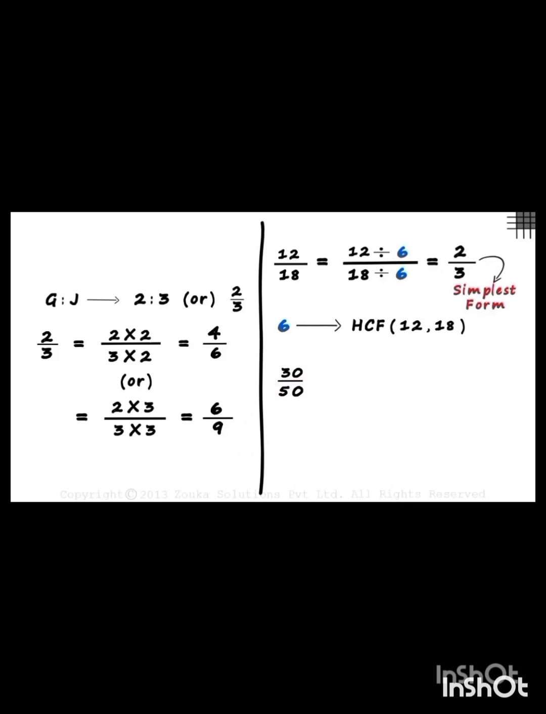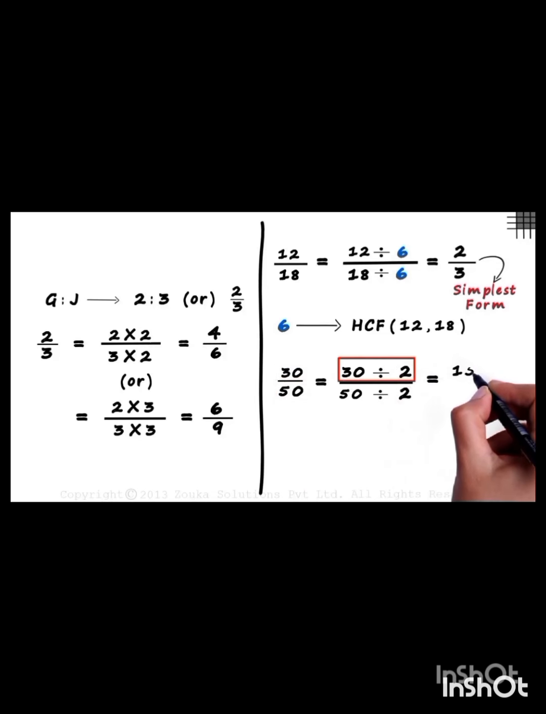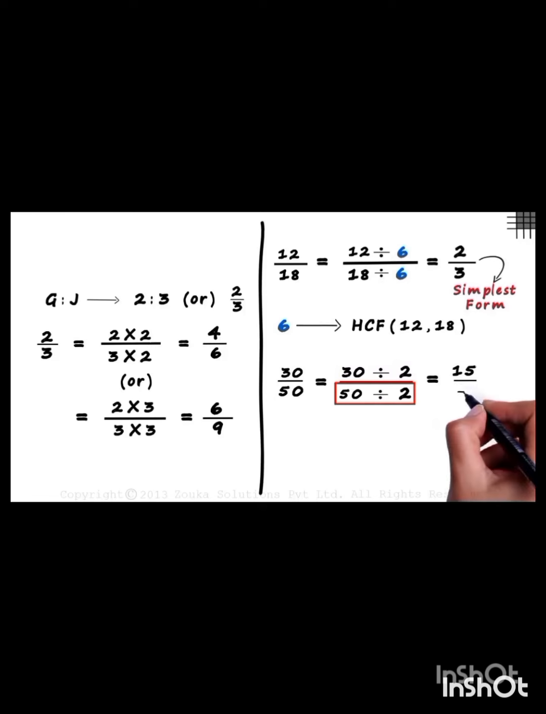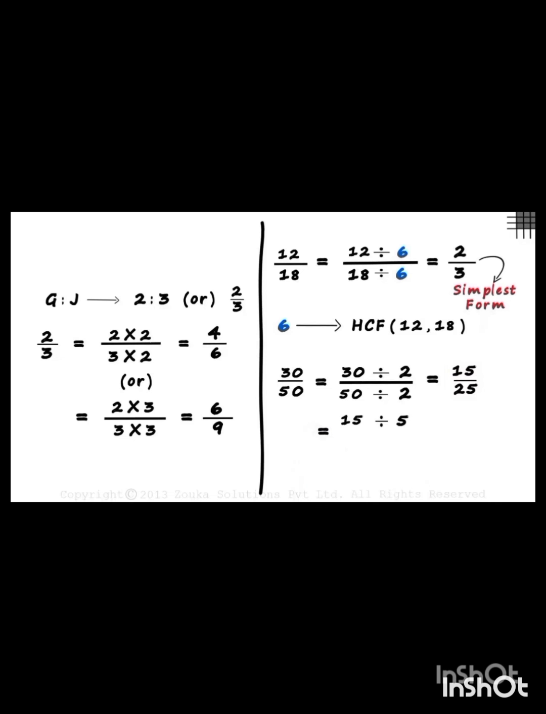Say we have the ratio 30 and 50. Let's assume that we don't know what the HCF is. We need to look for the common factors of the numerator and the denominator. 30 and 50 are both divisible by 2. As we divide the numerator and denominator, we will get 15 and 25. If there were no common factors of the numerator and denominator, it would leave us with the answer in the standard form. But 15 and 25 have 5 as their common factor further.